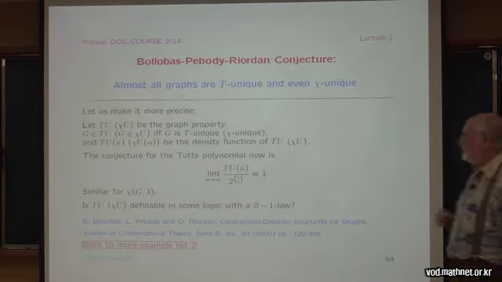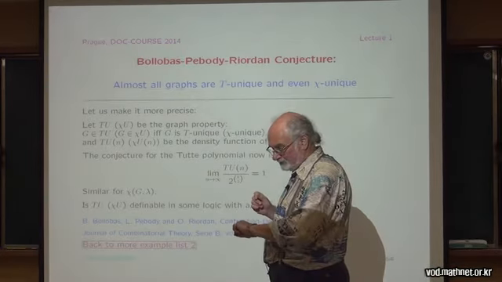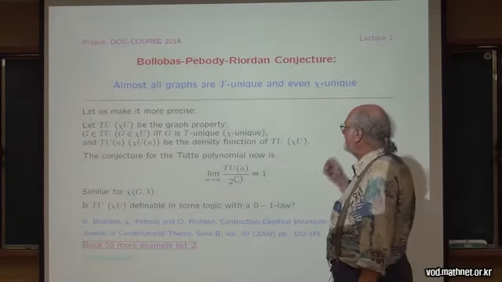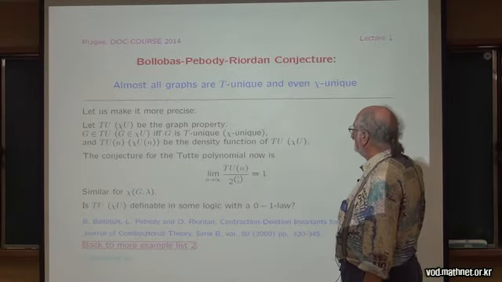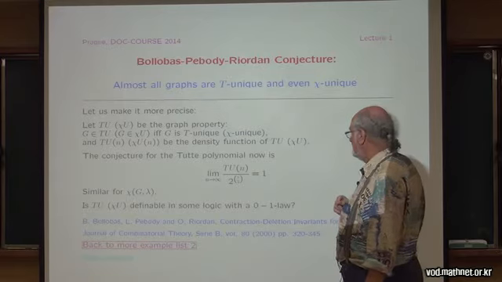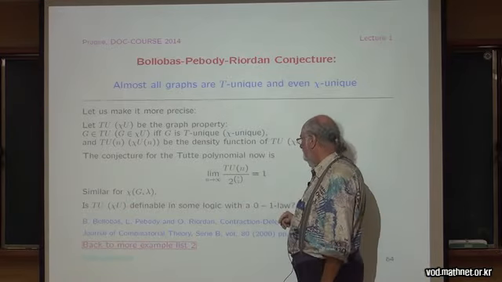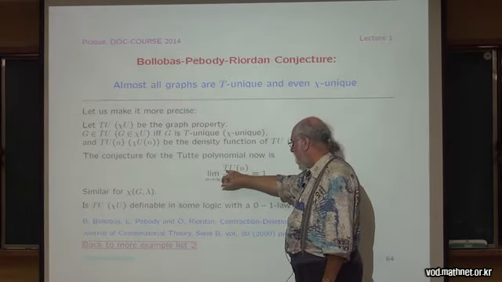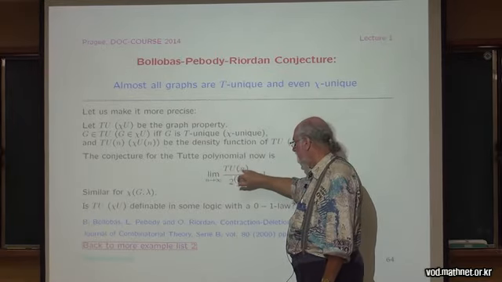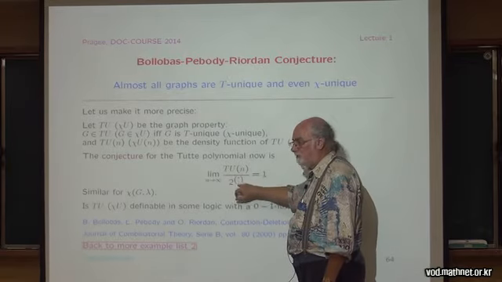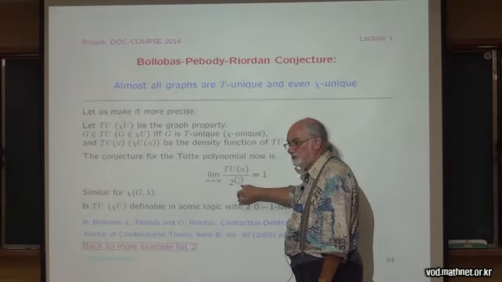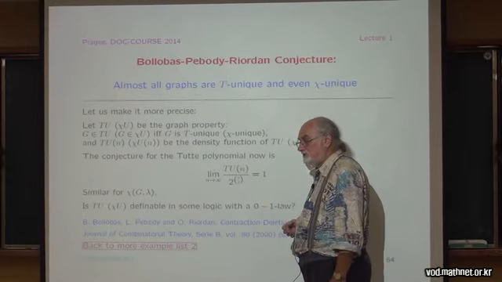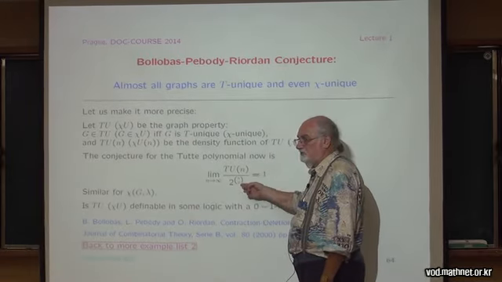But here is an interesting conjecture, and this is what I finish with today. We say almost all graphs are T unique if, we take Tu of n, and this is, in his case, the Tutte polynomial. So this is the number of graphs which are T unique of size n, and this is the number of all graphs of size n. And we can say that almost all graphs are Tutte unique if the limit of this goes to 1.